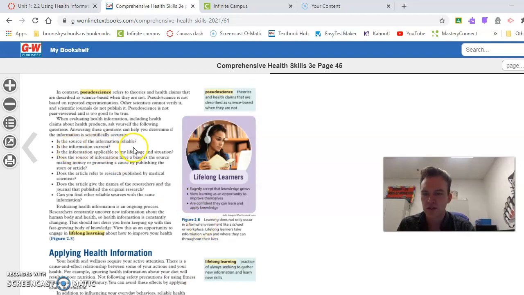So is the source of information reliable? Is it a current piece of information? Did it happen in the last few years, or is it from 1932? If it's from 1932, it could be outdated. Back in the early times of medicine, they thought that drilling a hole in your head and letting out the bad blood was a good practice. Now we obviously know that that's not a good practice. So is the information current? Is the information applicable to my life stage and situation?